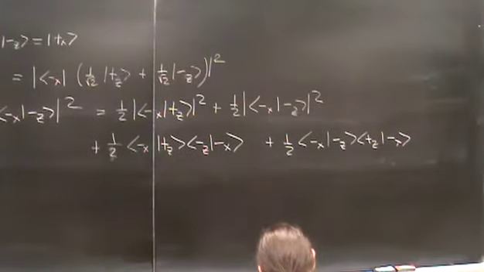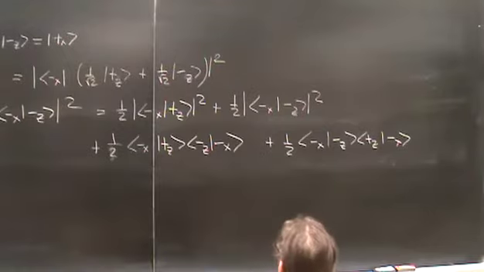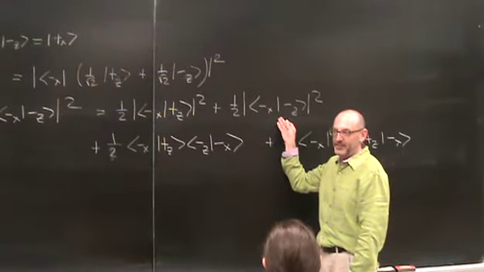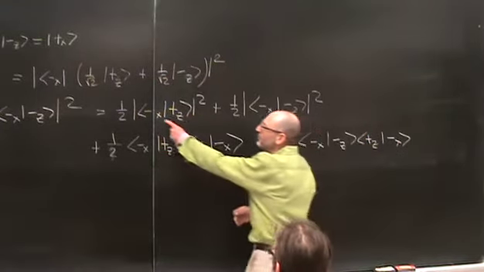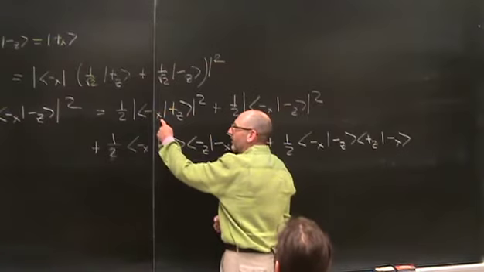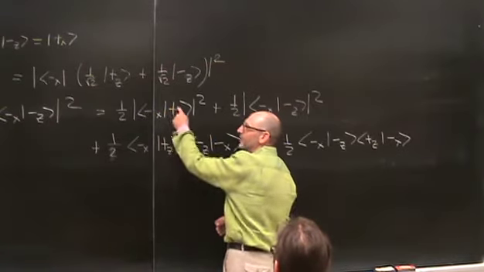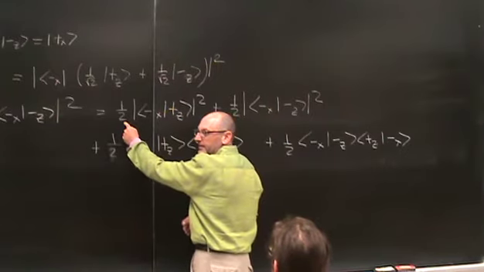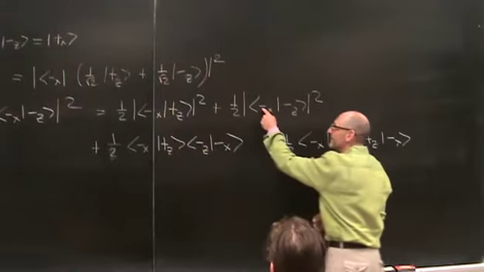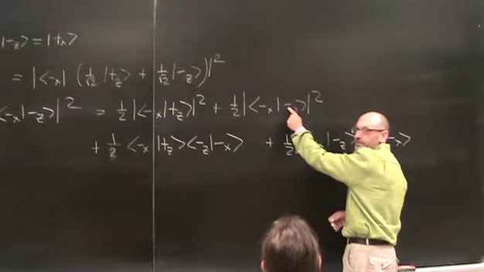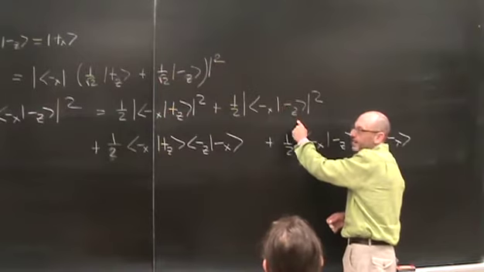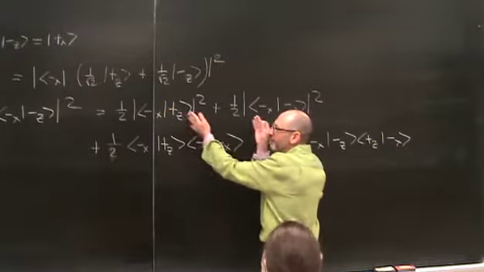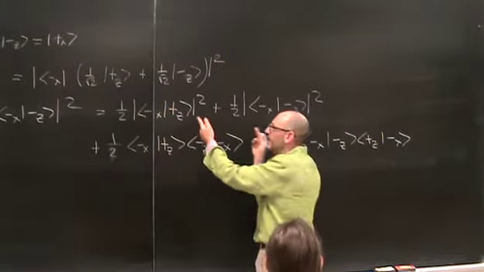Okay? Now let's take a close look at this expression. These first two terms are exactly what we had for the statistical mixture. This is the probability of seeing spin down along X, given that the state was actually spin up along Z, times the probability that it was spin down along Z. And this is the probability of finding spin down along X, given that the state was actually spin up along Z, times the probability that the state really was spin down along Z. And that's what we would have if we had a 50-50 statistical mixture of up and down.